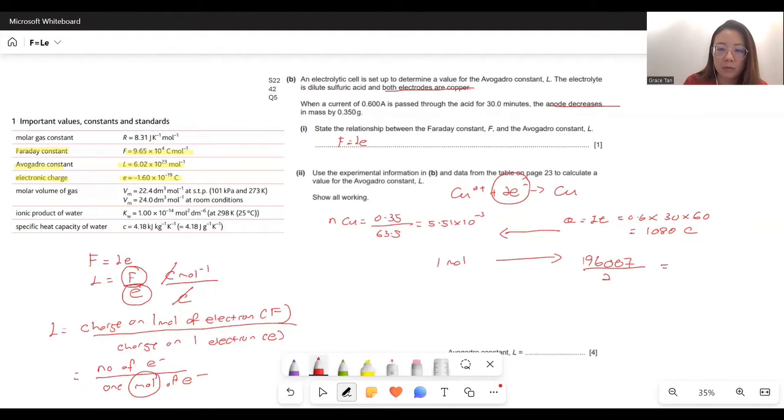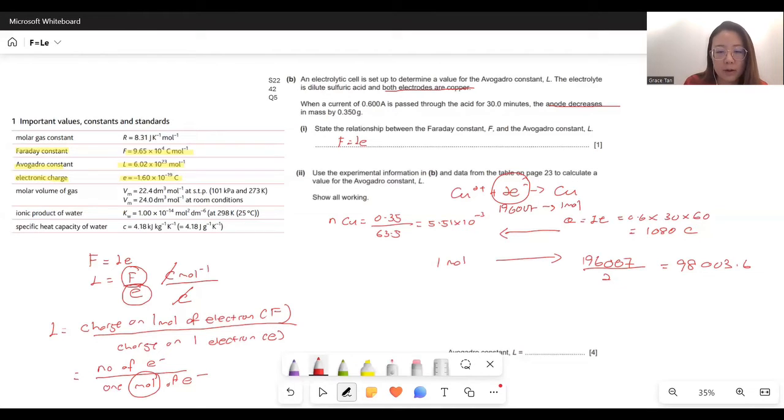So when you divide by 2, it means that 1 electron is 98003. Basically the number here is 196,007, which gives me 1 mole of copper in the relationship. But because it's 2 electrons, we need to find what is 1 electron, which is the experimental Faraday constant. You can see it's similar to 96500. We calculated 98003, but it's around there for 1 electron.